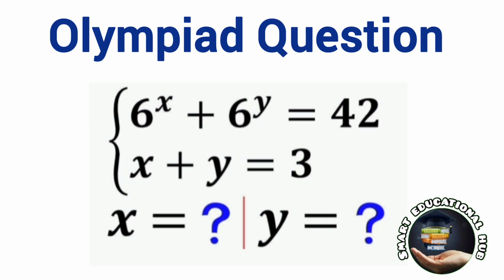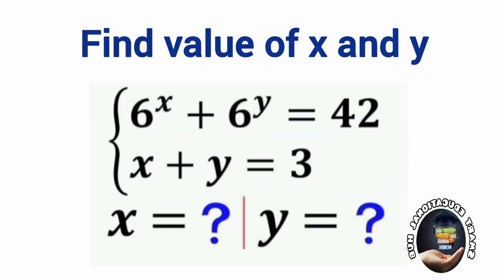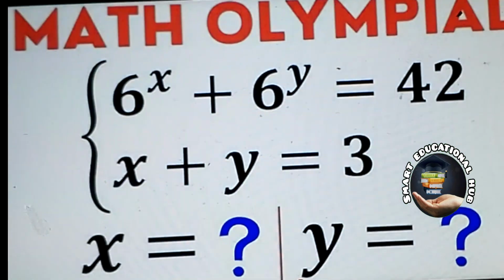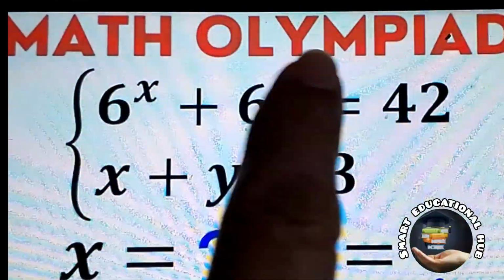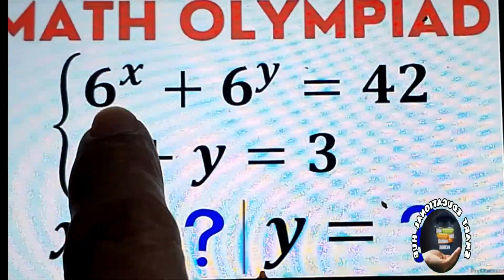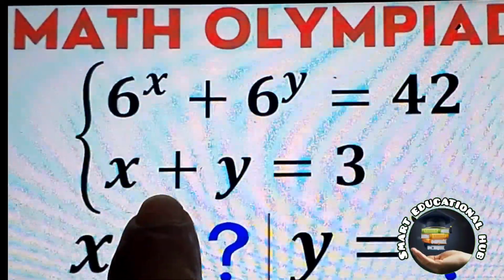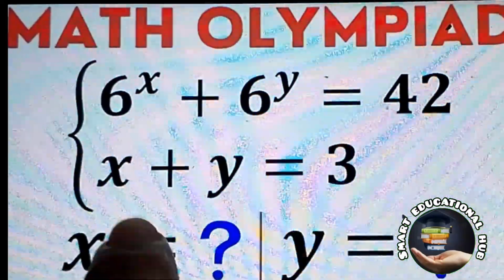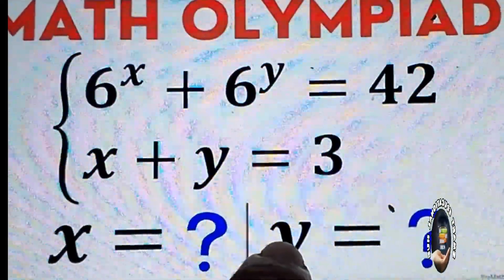Today we have an interesting Math Olympiad question, so sharpen your brain and try to solve it with me in a very simple and easiest way. Two equations are given in this question, which is 6 to the power x plus 6 to the power y equals to 42, and x plus y equals to 3. We have to find the value of x and y, right?